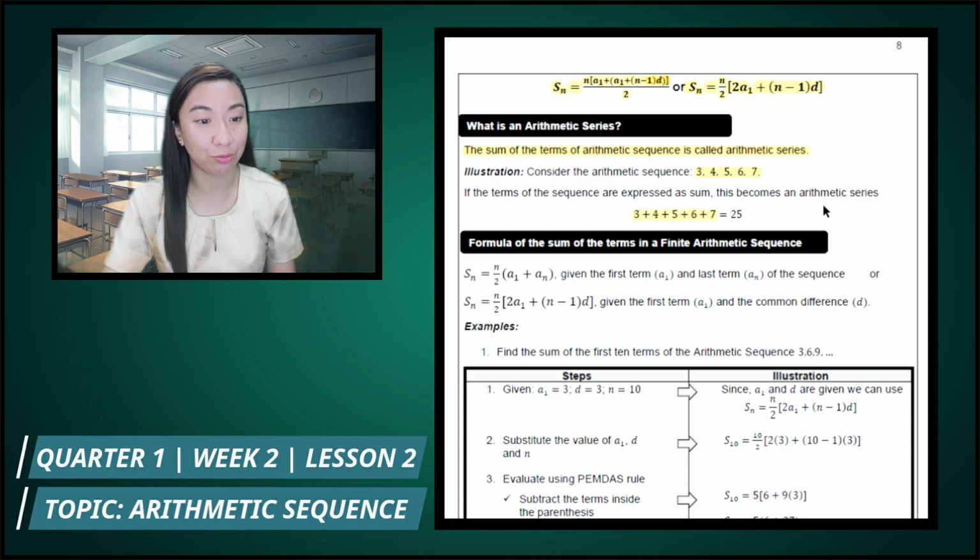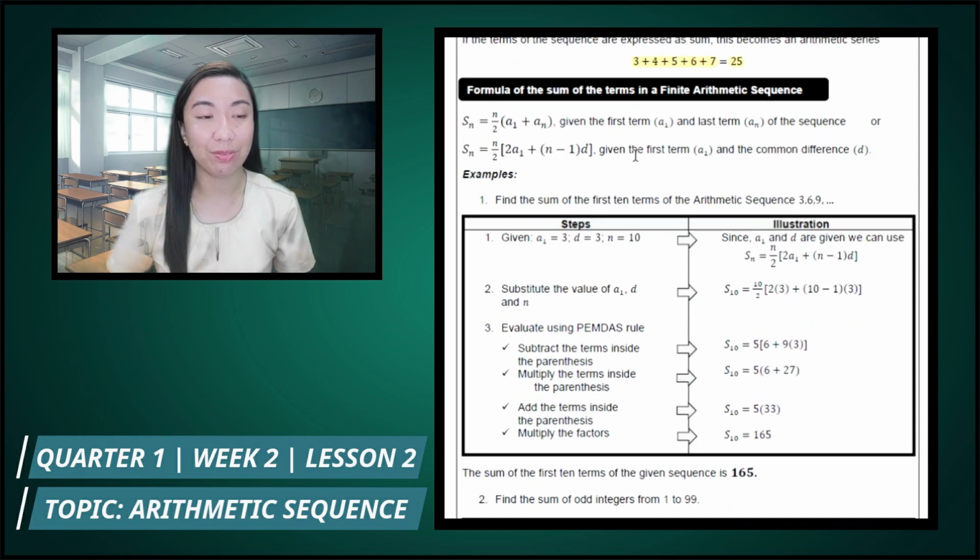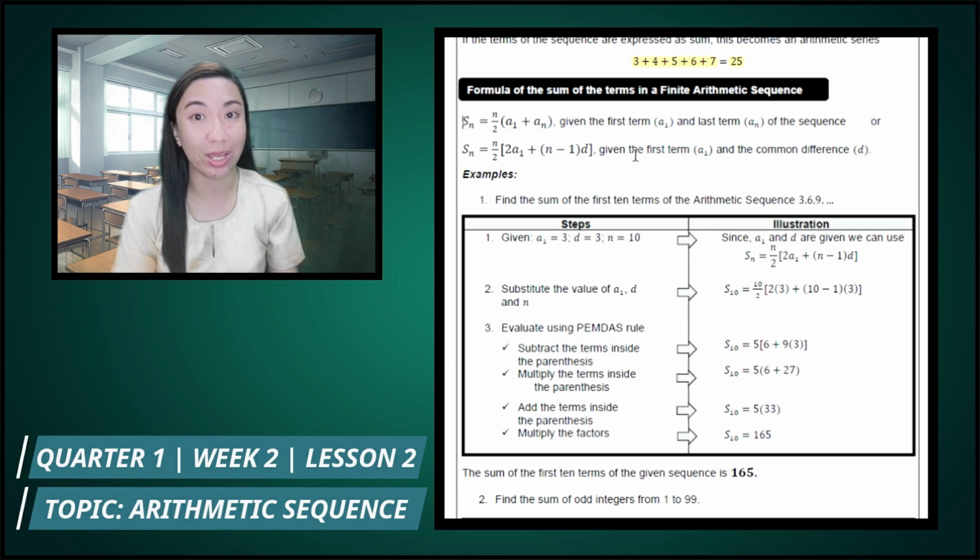So, 3 plus 4 plus 5 plus 6 plus 7. So, ina-add natin lahat ng terms in the given arithmetic sequence. So, the sum of it is 25. Okay, so arithmetic series ito siya kasi pinapa-add natin yung terms ng arithmetic sequence from 3 until 7. Now, we will have the formula in finding the sum of the terms in a finite arithmetic sequence. Again, going back to our discussion in week number 1, lesson 1, when we say finite arithmetic sequence, these are arithmetic sequences with an end term or yung merong last term.